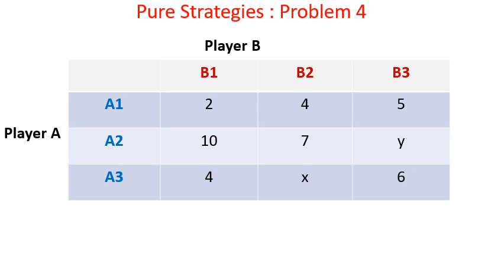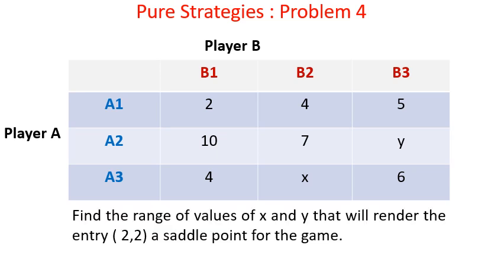One more problem, slightly different but same. We will use the same maximin and minimax principles and find out. The problem given here is, in the table, player A has 3 strategies, player B has also 3 strategies. Find the range of values of x and y. You can see here there are two values, x and y here. What will be the range of values of x and y that will render the entry 2 as a saddle point for the game? So in this particular problem, unknown values x and y are there.